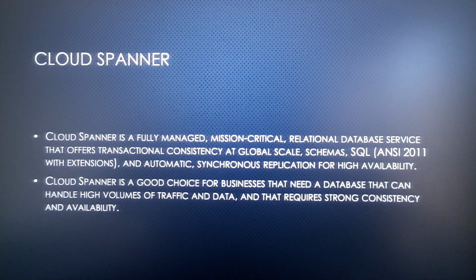Cloud Spanner. Cloud Spanner is a fully managed and mission critical relational database service that offers transactional consistency at global scale, schemas, SQL, and automatic and synchronous replication for high availability. Cloud Spanner is a good choice for businesses that need a database that can handle high volumes of traffic and data that requires strong consistency and availability.